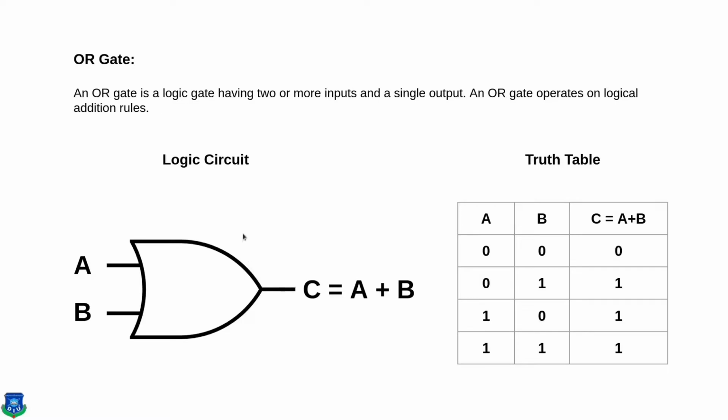OR gate. An OR gate is a logic gate having two or more inputs and a single output. An OR gate operates on logical addition rules. Here is the logic circuit of an OR gate. If we look at the truth table, we will see that in this gate, if either of the inputs is high or both are high, then the output is high. If all the inputs are low, then the output will also be low.